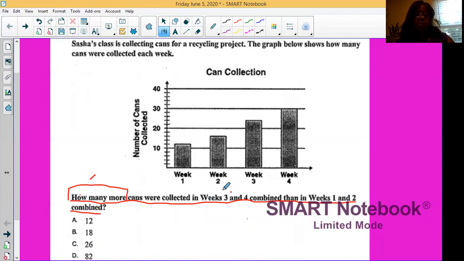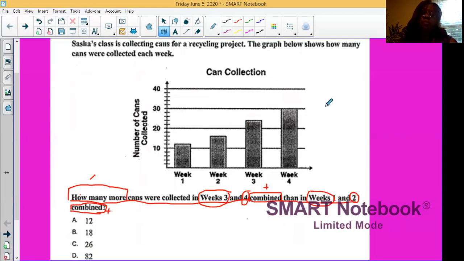Collected in weeks 3. Circle it. And 4. Big word here, combined. When you combine something, that means you put it together. So we annotate addition above it. Then in weeks 1 and 2. And again, we see the word combined. Okay, so this is a multi-step problem because we're going to do some subtraction and some addition.